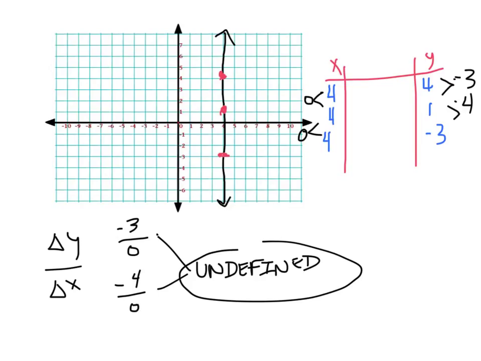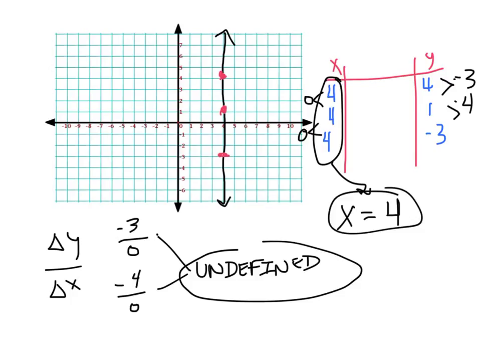Now, sometimes you will see an equation written, and what they'll say is x equals 4, because all my x's are 4, they'll write it like that. That would just show that no matter what the value is, x is always going to be 4, and you can draw that line. So these are the two different ways you're going to see these lines written.